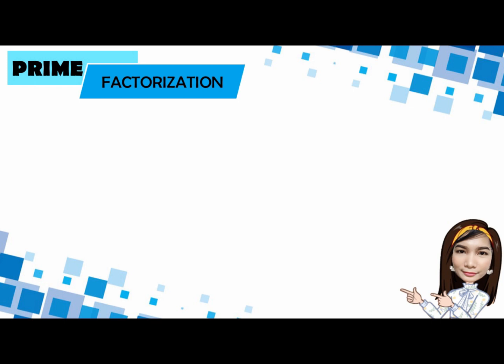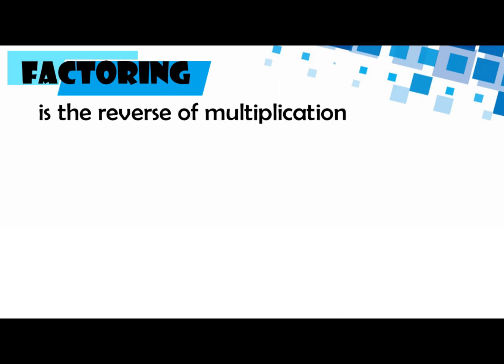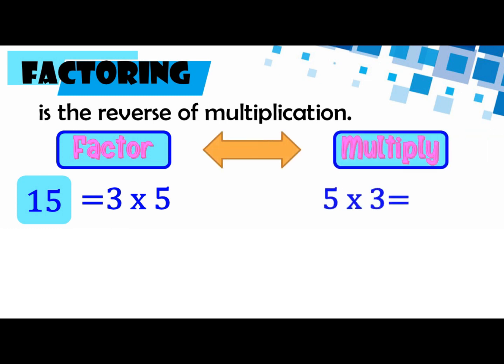The first one is, what is factoring? From the word factorization. Factoring is the reverse of multiplication. Now to factor, let's have 15. You're going to think of two numbers that, when multiplied together, we get 15. And those are 3 and 5. So simply multiply 5 times 3, we get the product 15.